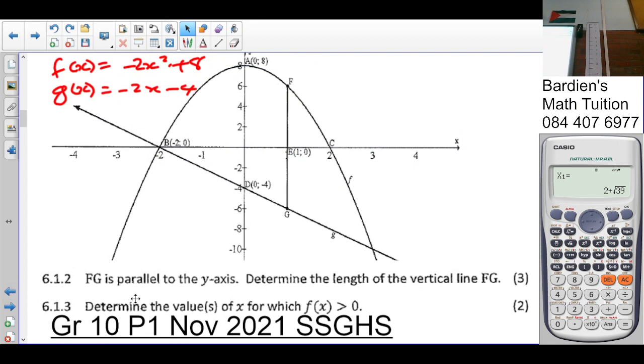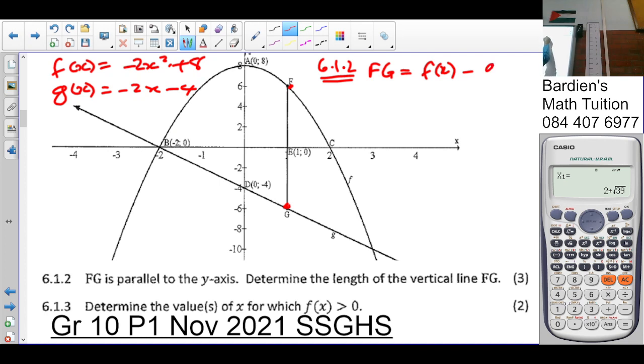Then it says if FG is parallel to your y-axis, or they could have said it's perpendicular to the x-axis, the same. Determine the length of the vertical line FG. So what do we do to calculate the length of FG? It's the top graph, which is the f of x graph, minus the g of x graph. That's all. But what is your x value on this line? It's going to be 1. So in other words, I can actually work out f of 1 minus g of 1.